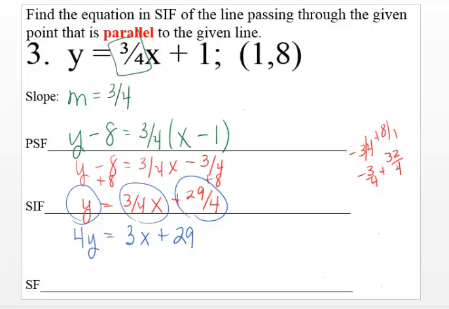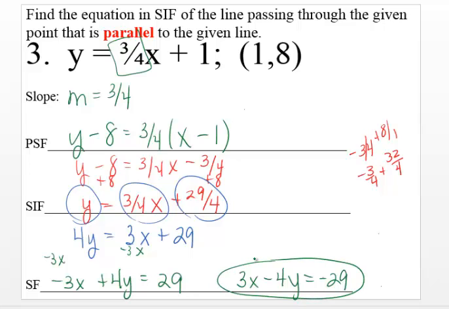My next step is to subtract 3x from both sides, which gives me negative 3x plus 4y equals 29. Now this is not standard form quite yet. I've got to make my final answer be 3x minus 4y equals negative 29. Remember, standard form cannot have a negative to start out with, so I changed all my signs.